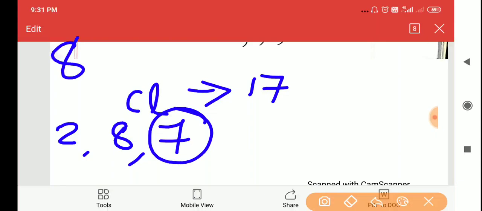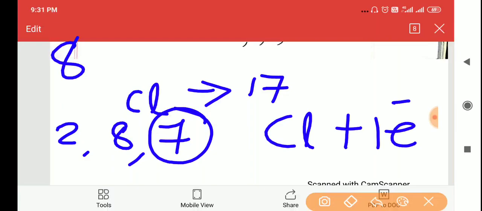So which is easy? Gaining 1 electron is easy. So chlorine will add 1 electron. Addition symbol we have to put. Gaining means addition, so chlorine is gaining, we will put a plus symbol. Gaining how many electrons? 1 electron. So when an atom is gaining an electron, which charge will it get? It will get a negative charge. It will get Cl minus 1. Okay, Cl minus 1, chlorine negative charge.